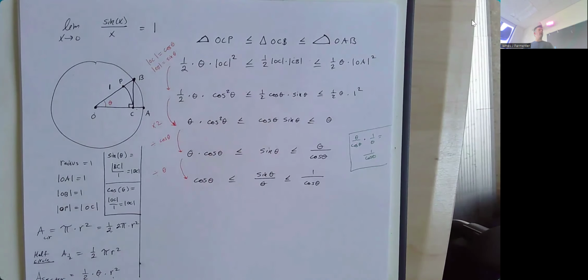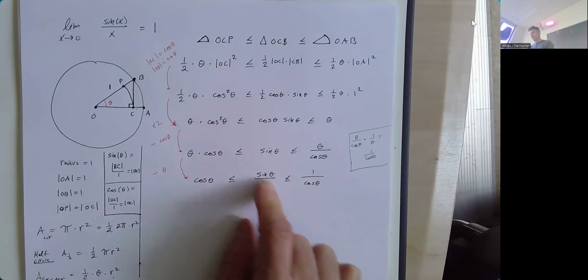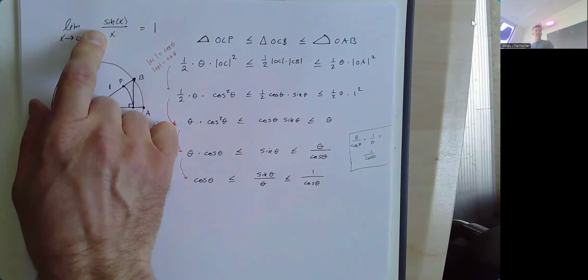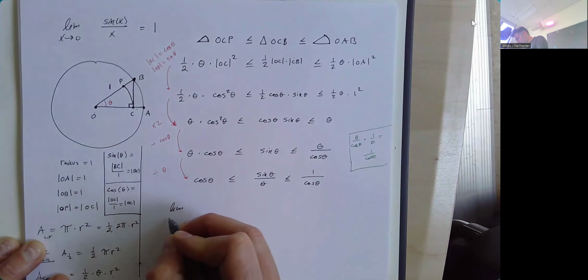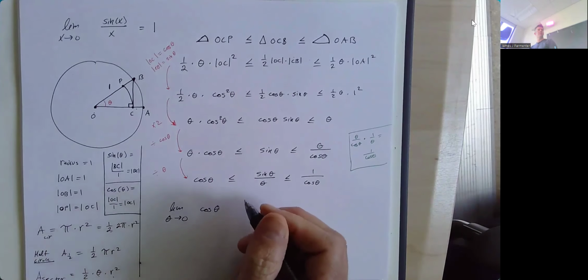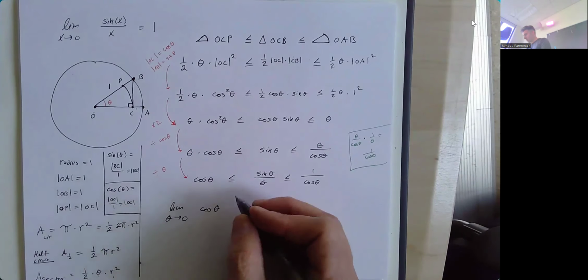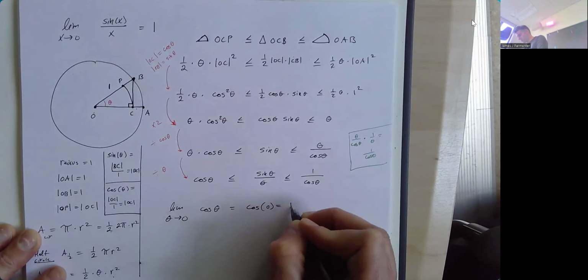And now we're at the point where the thing that's in the middle of our compound inequality is the thing we want to take the limit of. So of course, we don't do that. We take the limit of the outer parts. So we're going to take the limit as theta goes to 0 of cosine of theta, which is nice. We can just plug it in. We plug it in, we get cosine of 0, which is 1.